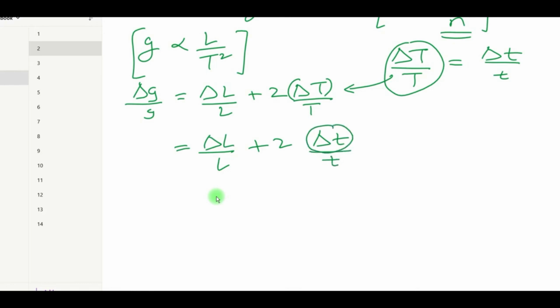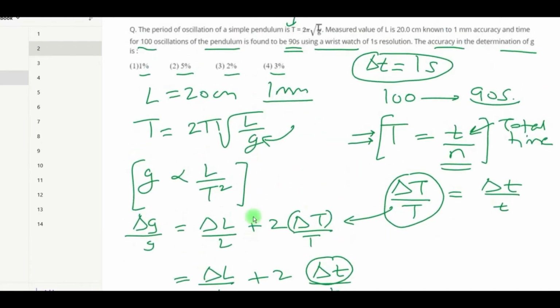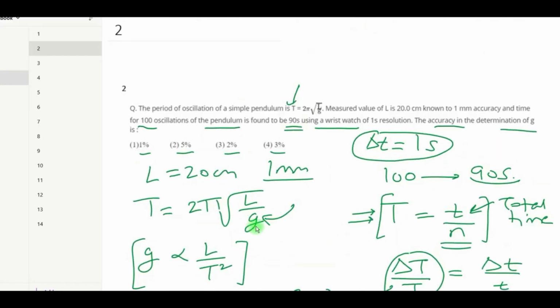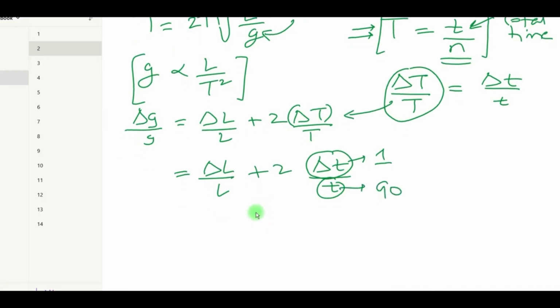Now delta t is the uncertainty in the measurement of time. So if we scroll up and see the question, this delta t is 1 second of uncertainty while we are using this wristwatch. So delta t can be put as 1, and t is the total time which is measured by this wristwatch, and that is 90 seconds. So I put small t as 90 seconds.